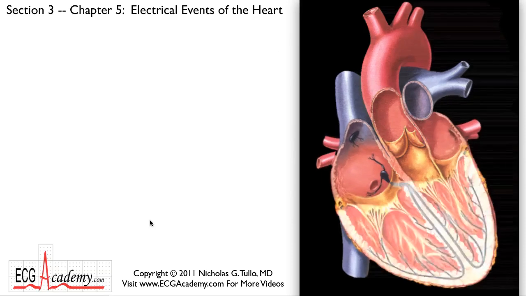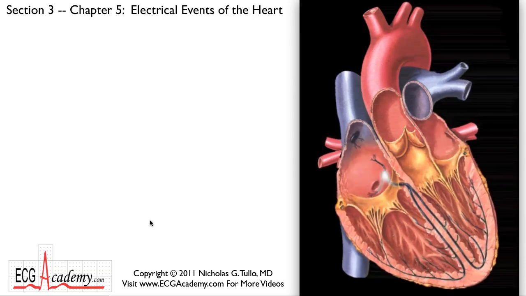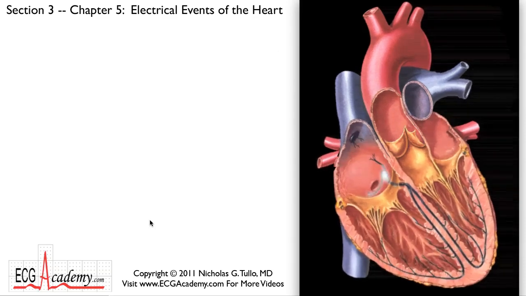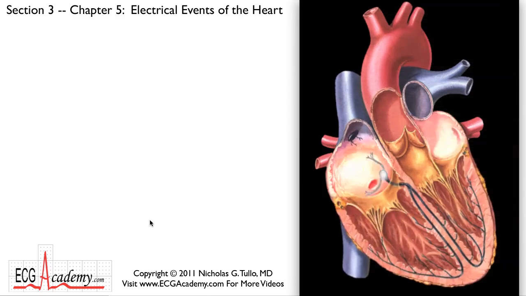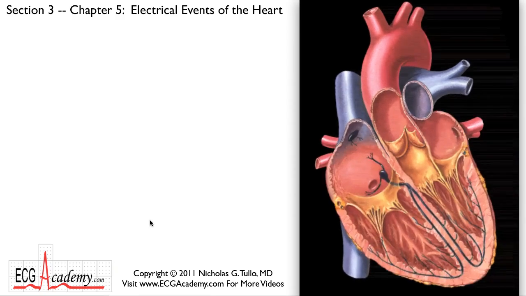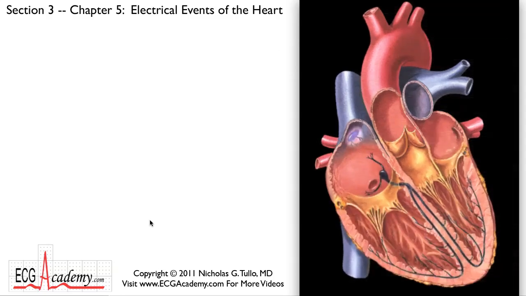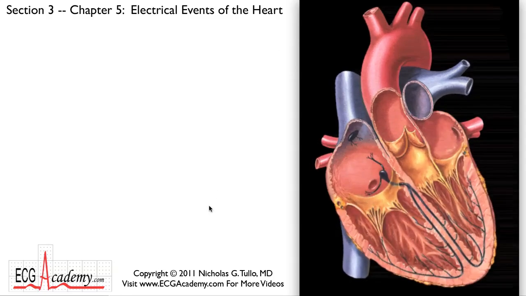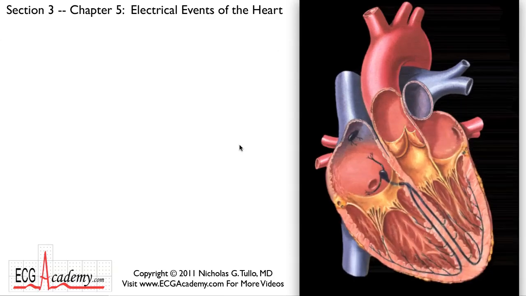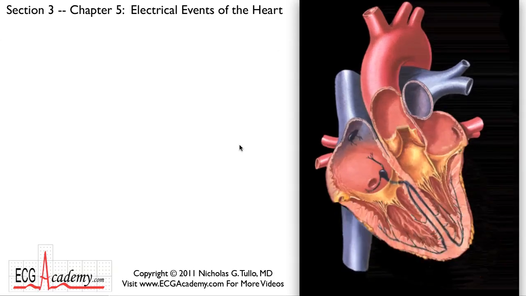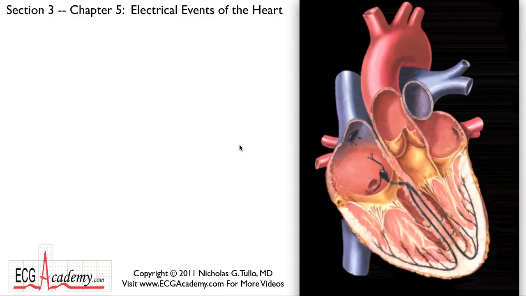Hi, this is Dr. Nick from the ECG Academy with the final chapter in Section 3, talking about the electrical activity of the heart. And we're talking about the electrical events and where the ECG comes from. It's a review of the cardiac conduction system, but we're going to finally get to look at a real ECG signal and what it looks like and how to name some of the parts of the signal.